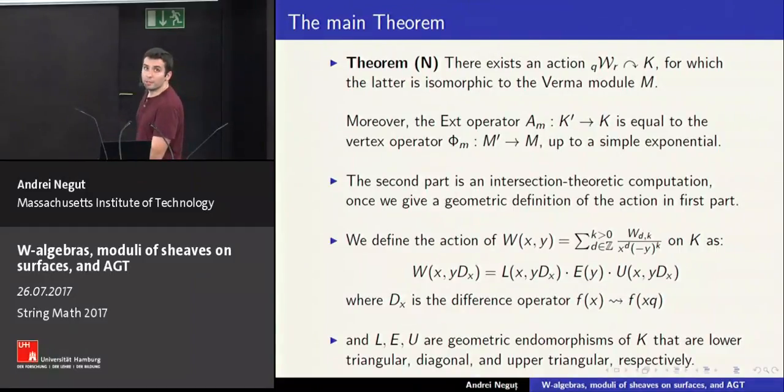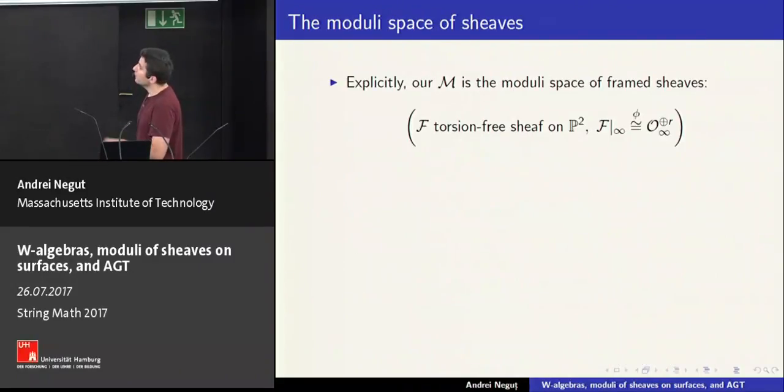So for the remainder of this talk, I will show you how to define the contributions L, E, and U in a geometric way. Before I do that, I actually have to give you a mathematical definition of the moduli space M. As I have said, in algebraic geometry, we think of M as being a moduli space of sheaves, but we don't take sheaves on A2, the affine plane. Instead, we take framed sheaves on P2.